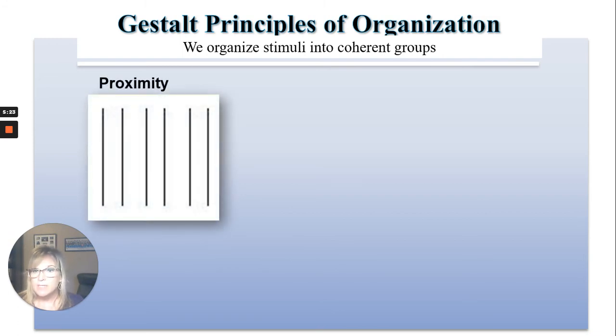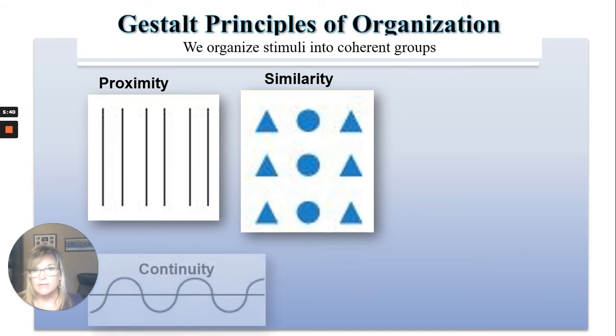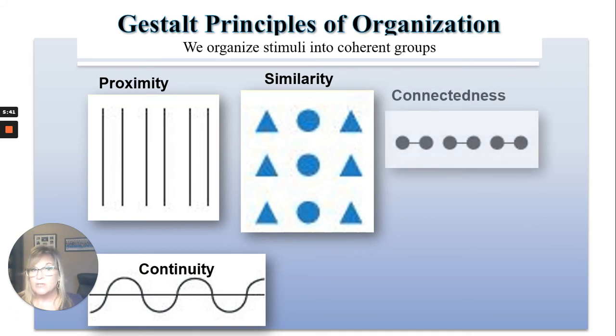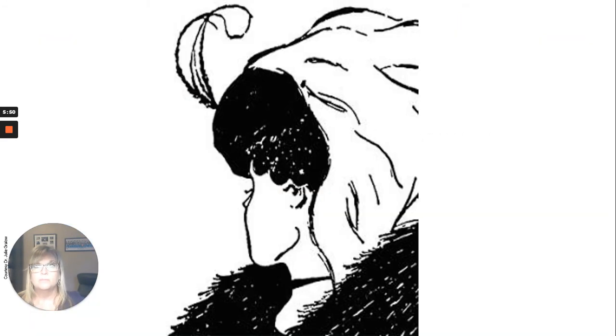Proximity: we put things together that are close together, and we assume that they go together. Similar items, we put those together. Visually, it's much easier to look at those 3 triangles going down and the 3 circles going down than trying to look across. So we group things together that are similar. If things are connected, we group those things together. And then naturally, we like closure. We try to make things into a whole.